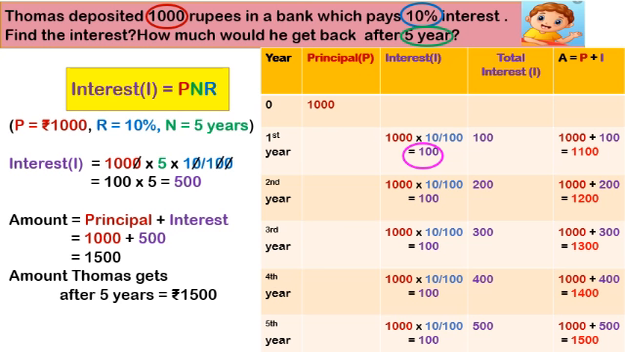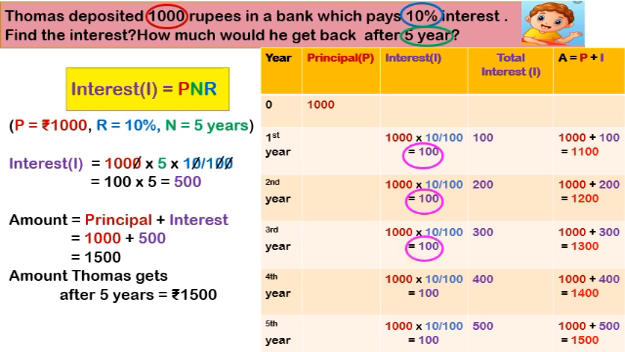See the interest on second year. At the end of second year, bank pays him an interest of 10% of this principal again. So the interest on second year is also 100 rupees. And the total interest is 100 plus 100, which is 200 rupees. And the amount at the end of second year is 1000 plus total interest, that is 1000 plus 200, that is 1200 rupees.